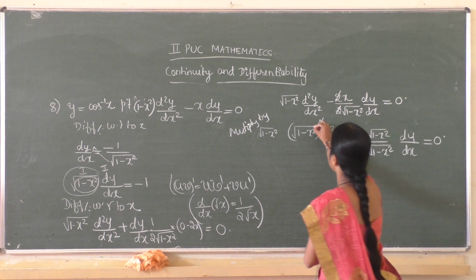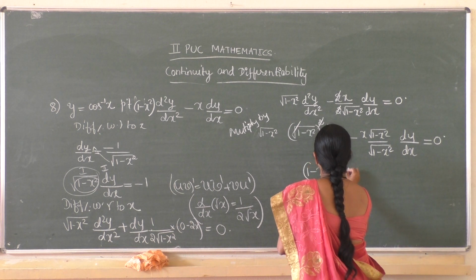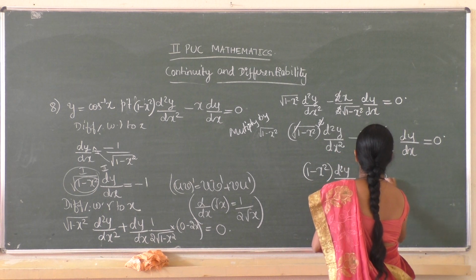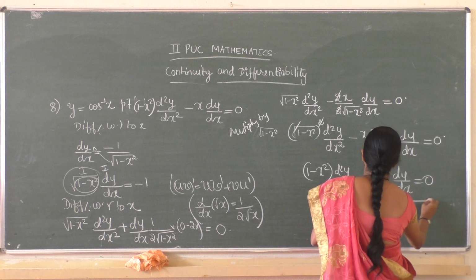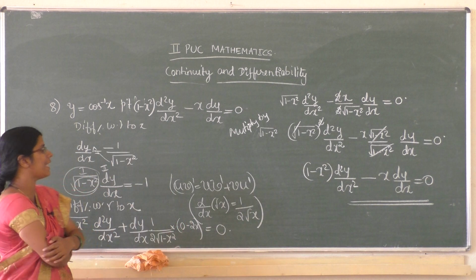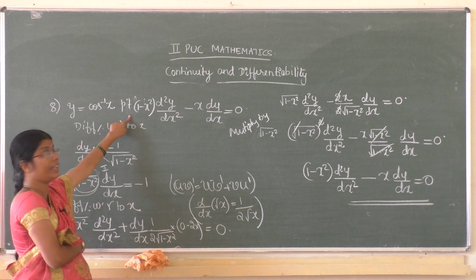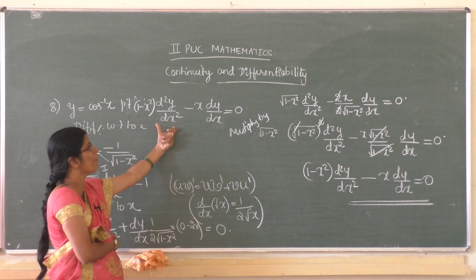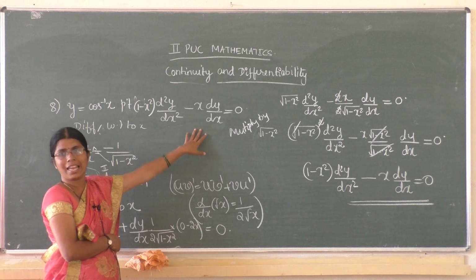So here square and square root cancels. So 1 minus x square into d square y by dx square minus x into dy by dx is equal to 0. So this is how we get the derivative of cos inverse x with respect to x in this form, that is second order derivative. So this is a second order differential equation, that is in the form of an equation. We call this a differential equation.